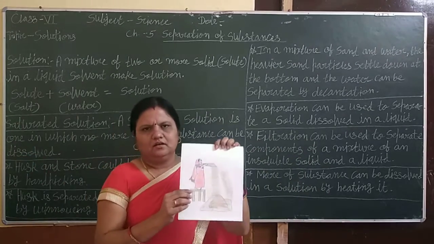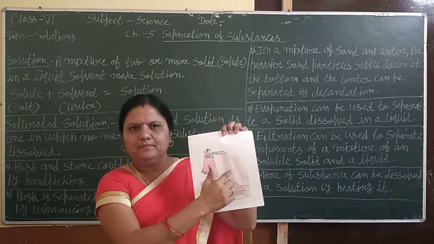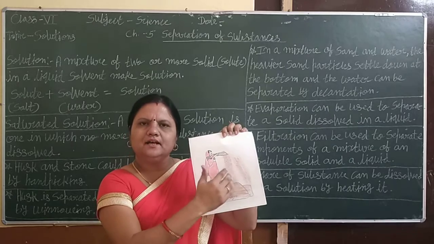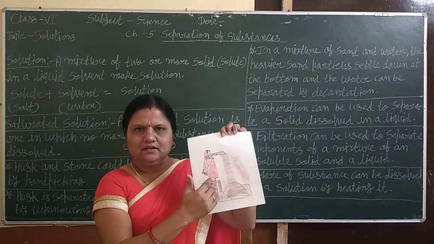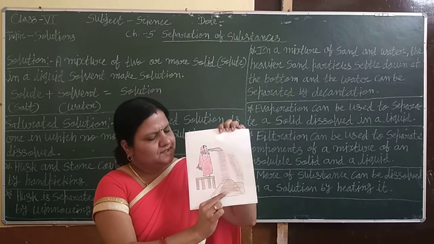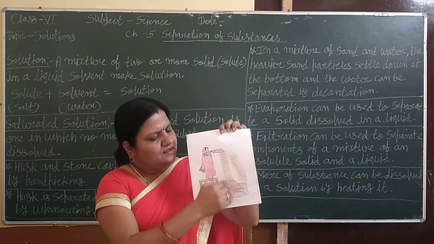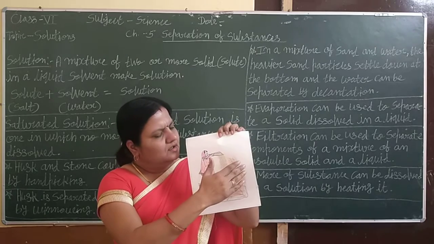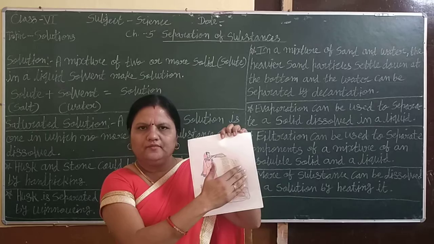In another picture, we can see that with the help of blowing air or a fan, we can separate heavier and lighter material from the mixture of substances. In this mixture, the heavier particles are left at the bottom and the lighter particles go away with the help of air.